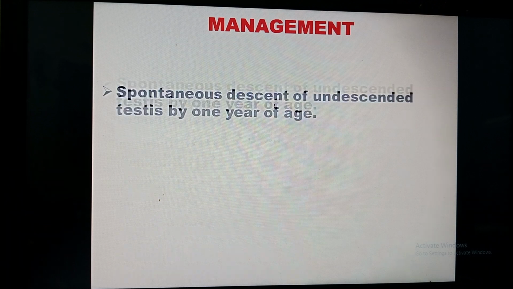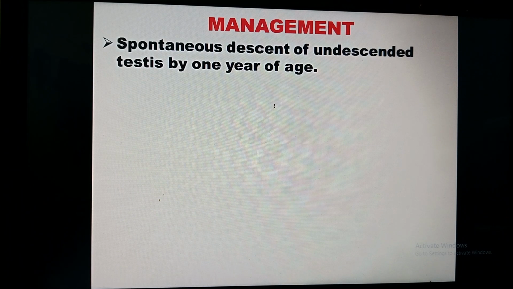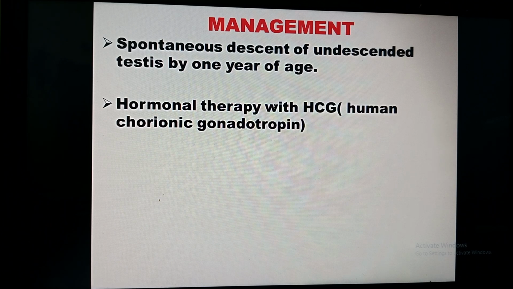So how to manage? Spontaneous descent of the undescended testis occurs by 1 year of age. See, initially when a child is born with this problem, it will be watch and wait, because spontaneously within 1 year it will reach the scrotum. If in case it has not reached after 1 year, the treatment has to be started, that is hormonal therapy with HCG, human chorionic gonadotrophin.